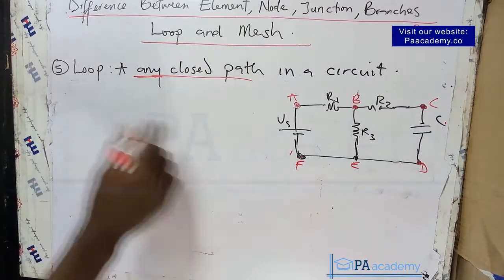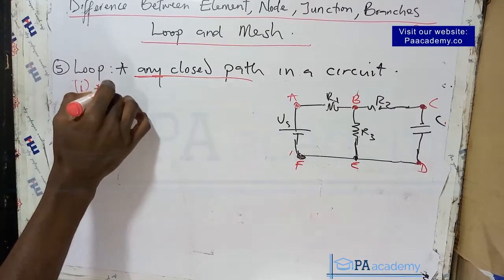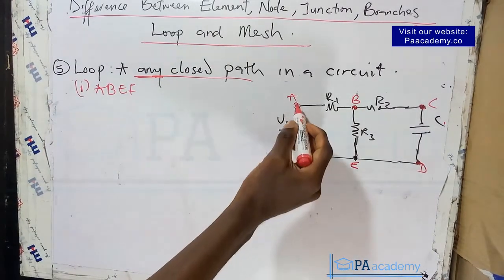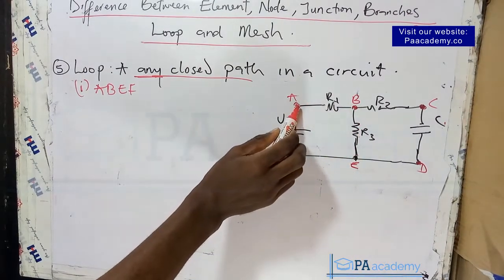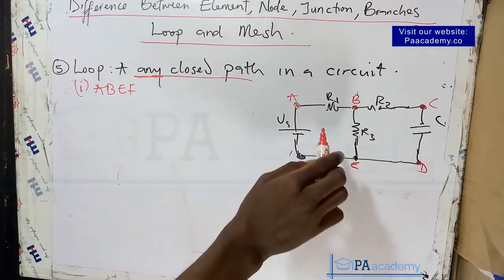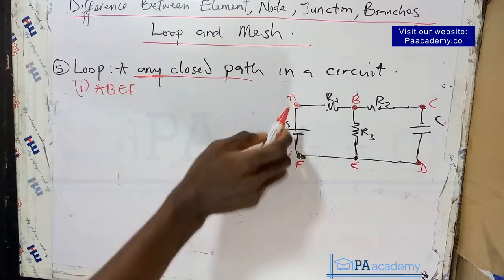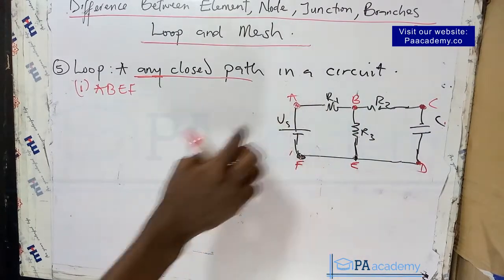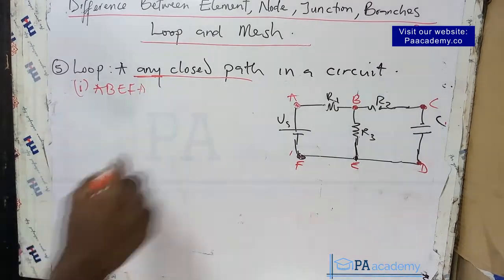So if you are to write out the loops in this circuit, the first one here is A, B, E, F. It is a closed path because I'm starting from A, going around a closed path and coming back to point A without going back to a particular node more than once. I started from A to B, down to E, F, and back to A. So we call it a loop. It is a closed path.